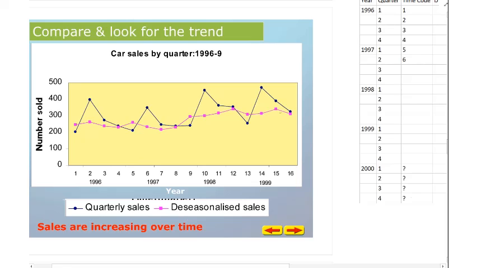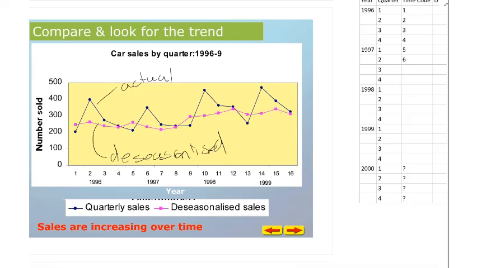You end up with, as we said before, this was your actual, and this one here is your deseasonalized. Oops, I can't spell properly. Deseasonalized. Okay. And we can see there's a slight increase over time that sales are increasing.